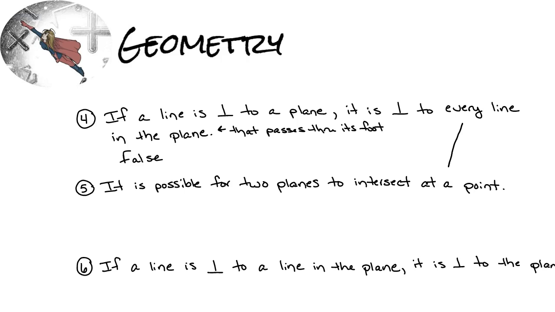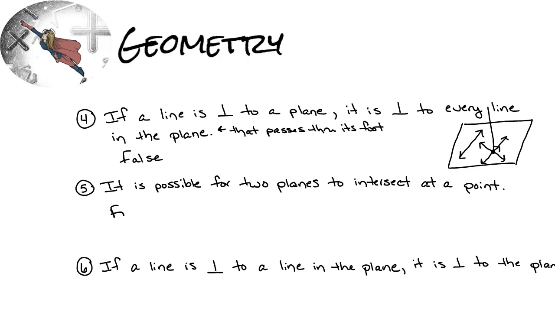So if I have a plane figure, and then I have a line coming down that's perpendicular to the plane. What if I have another line in the plane over there? They're not even touching, so I can't say that they're perpendicular to each other. But if they had said that passes through its foot, then they would be talking about every line that passes right through that point. And then that would be a true statement, but they didn't say that, so we have to say false.